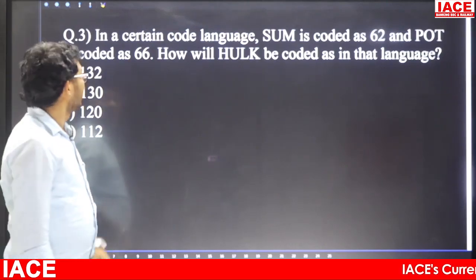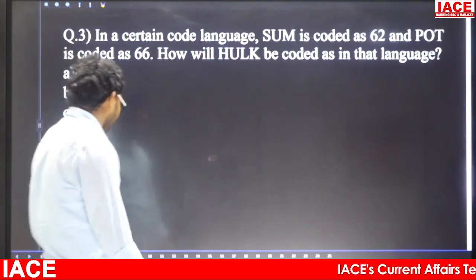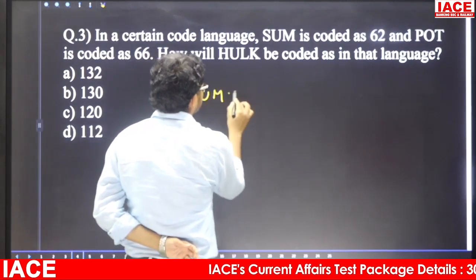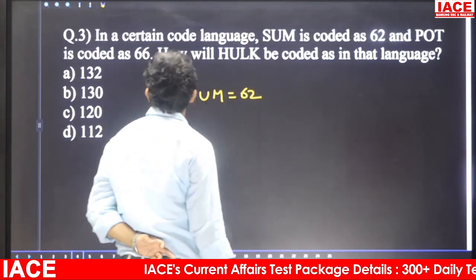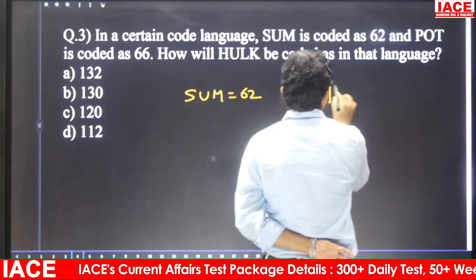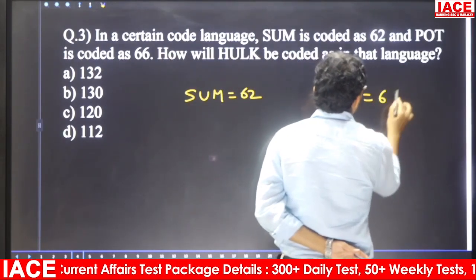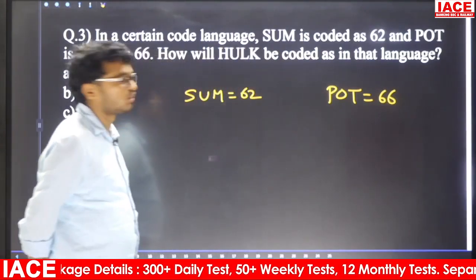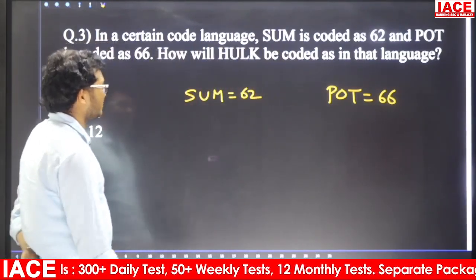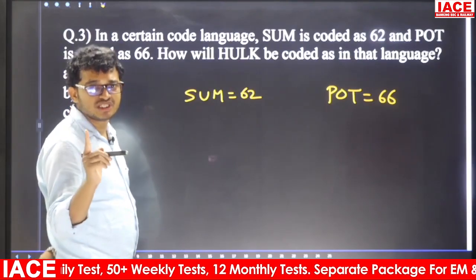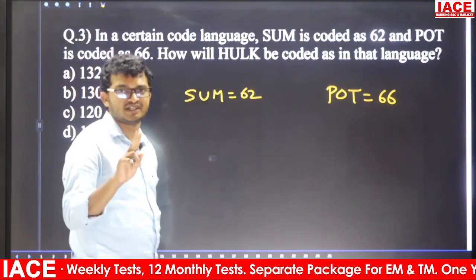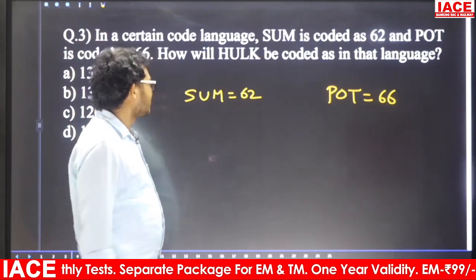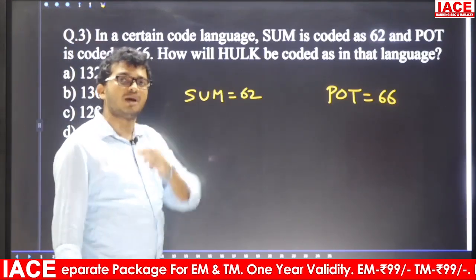Question number 3: In a certain code language, SUM is written as 62. Next, PART is coded as 66. Then how will HULK be coded? Suppose, friends, what is the logic? For this type of question there are hardly two logics: one is the sum of the face values, otherwise the opposite letters' face values. Sum of face values will not work, so go for opposite letters.